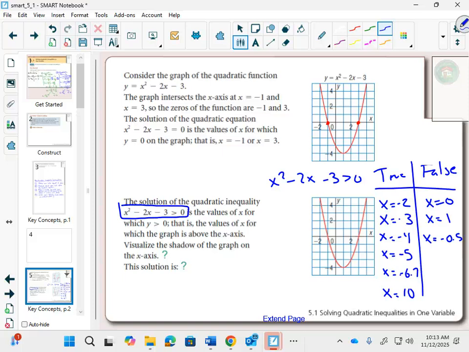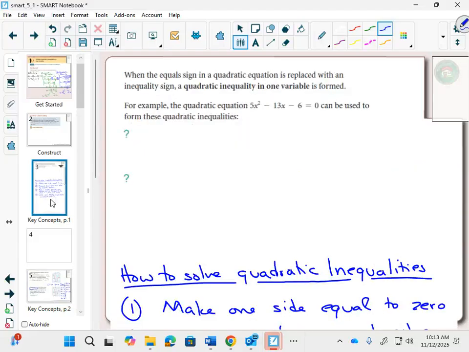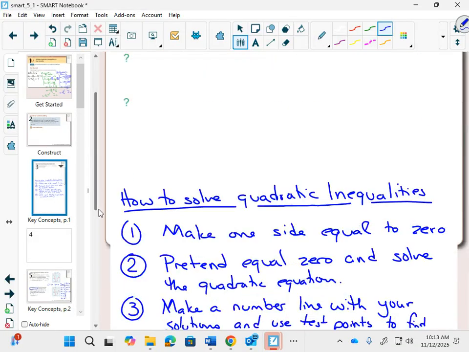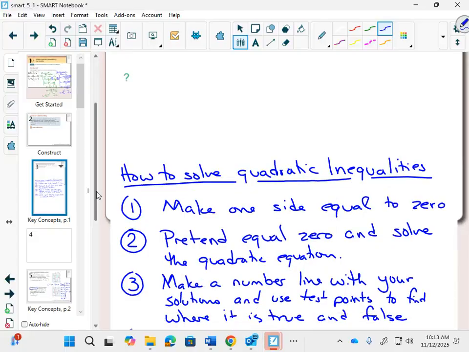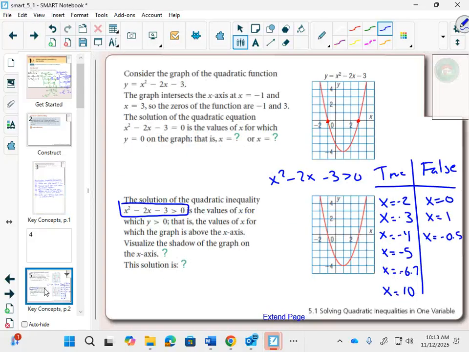Now, we want to find all the values that work. And what we wrote in our steps here is we make one side equal to 0. It was already equal to 0. Now we're going to pretend it is 0. So if you pretended it was equal to 0, what would you get? You could factor this one to solve. I would probably use that rather than the quadratic formula because this is an easy one to factor. And we find out at minus 1 and at 3, it's equal to 0.